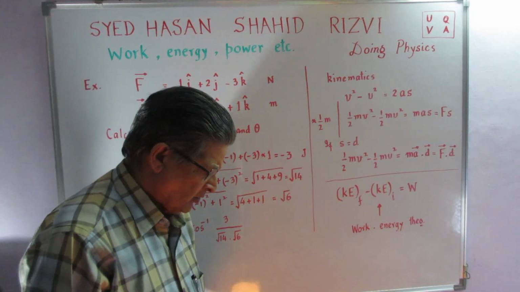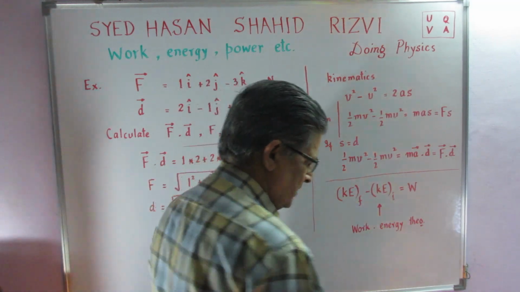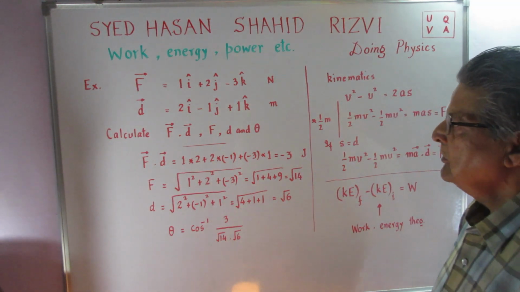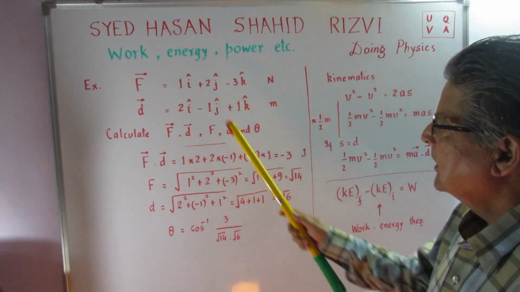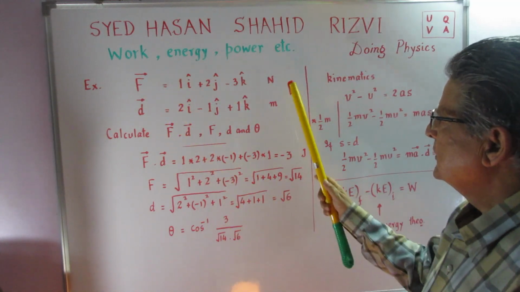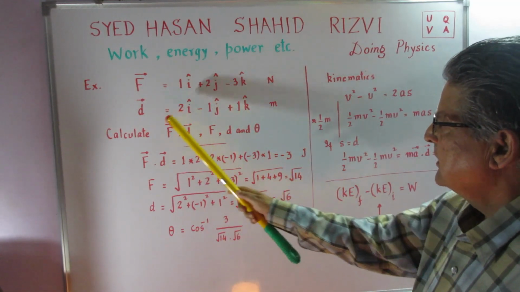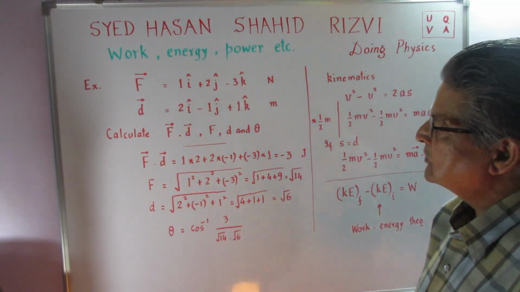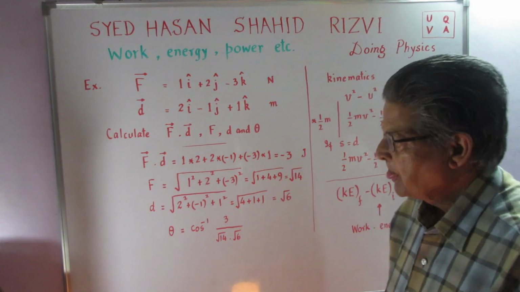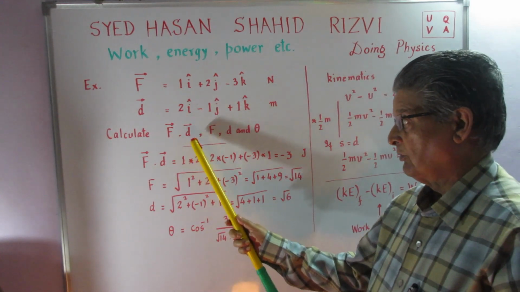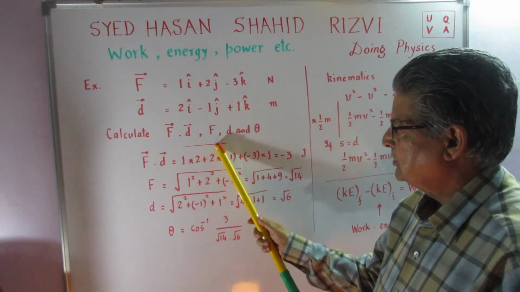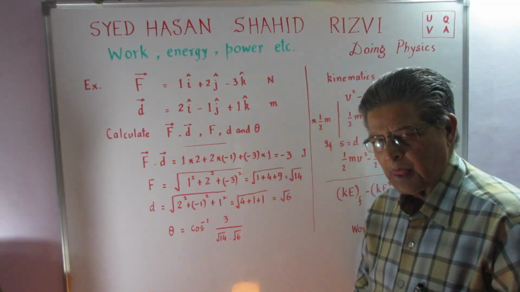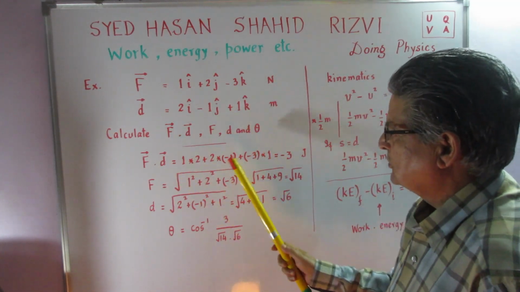How it is, I'll come to that later on, but at the beginning I'll just give you a glimpse of calculating the force, which is given in newtons like this, and the displacement, which is given in meters like this. Then you are asked to calculate F dot D, which you'll see is equal to the work done: F the force, the magnitude of the displacement, and of course theta. Quickly I am going through that.